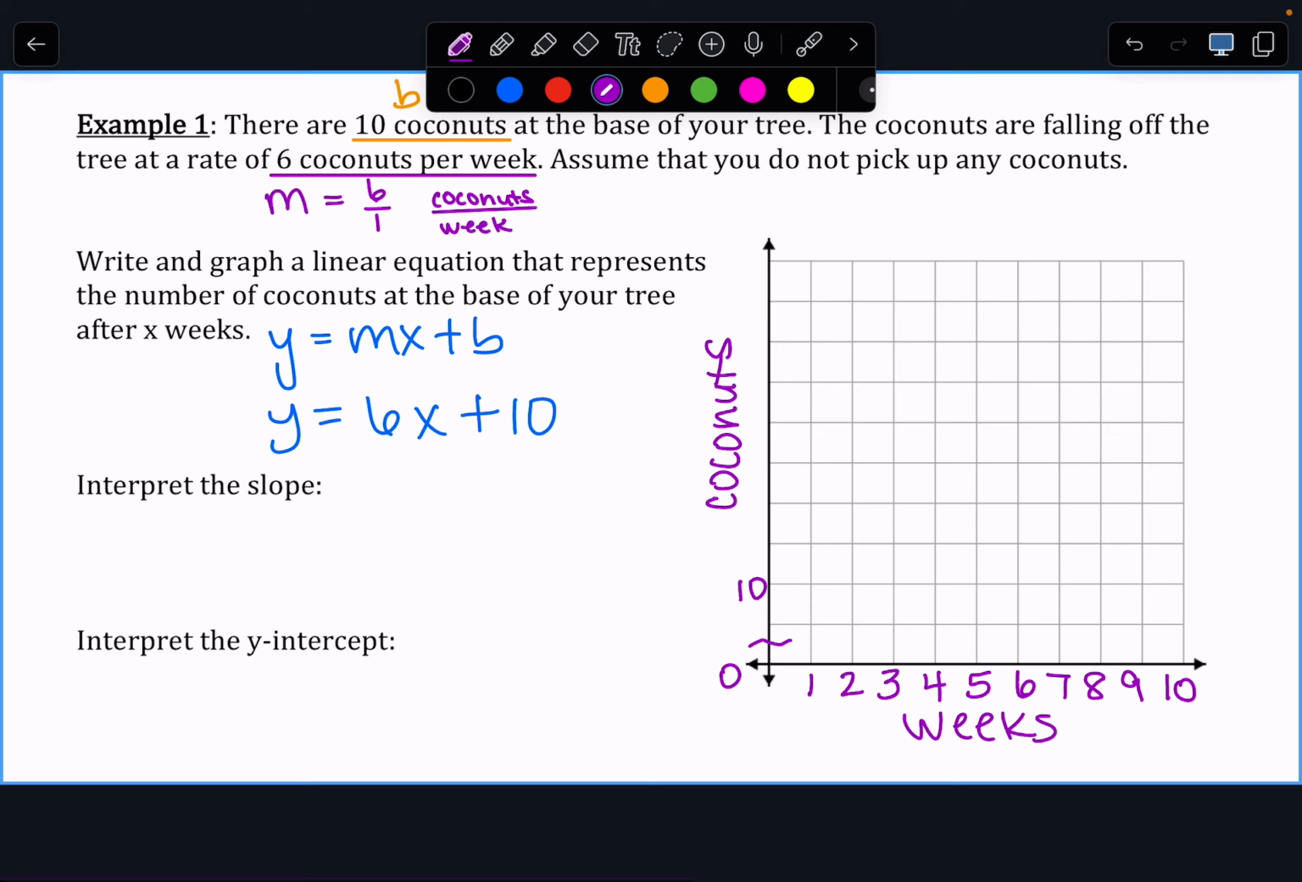Okay? So now our rise over run is 6 over 1, correct? So this is what I'm going to do. I'm going to rise 6, and then I'm going to rise 6 more, and then I'm going to rise 6 more. Why do you think I'm doing this? Because 6 coconuts. If I just use my slope to help me out, this is going to make my life a lot easier.